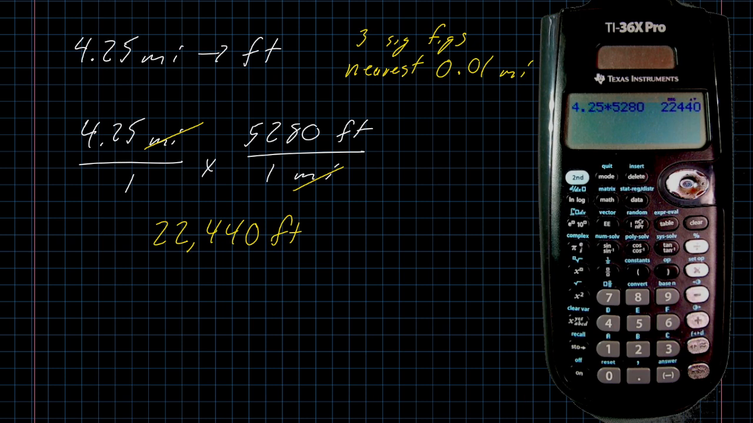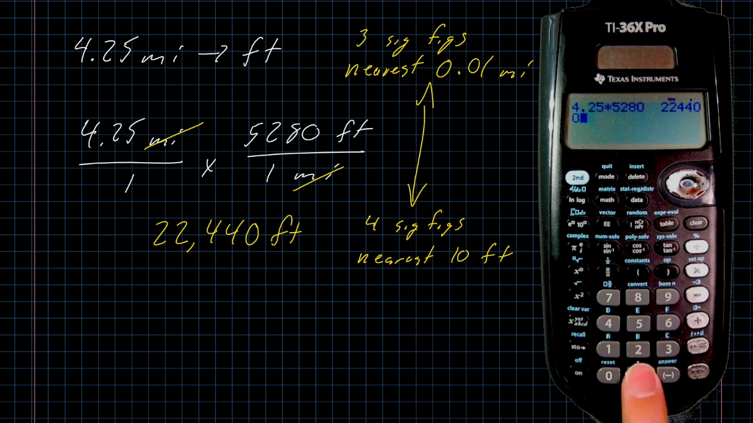But 22,440 feet has 4 sig figs and is precise to the nearest 10 feet. Well, I guess really quickly, the nearest hundredth of a mile is the nearest 50-some feet. So that's probably not a good way of responding to this question. Right? I have decreased the tolerance.